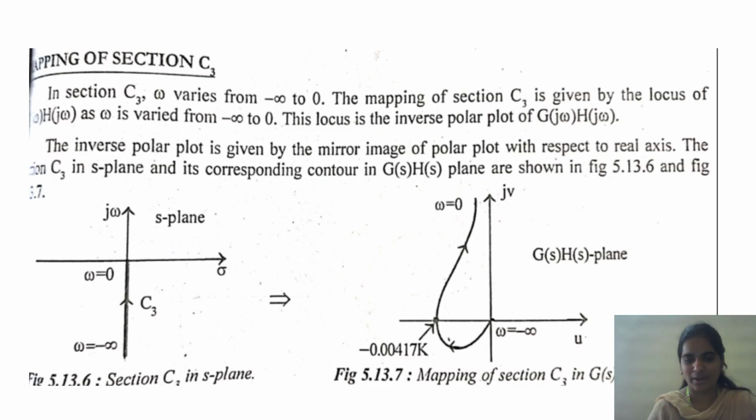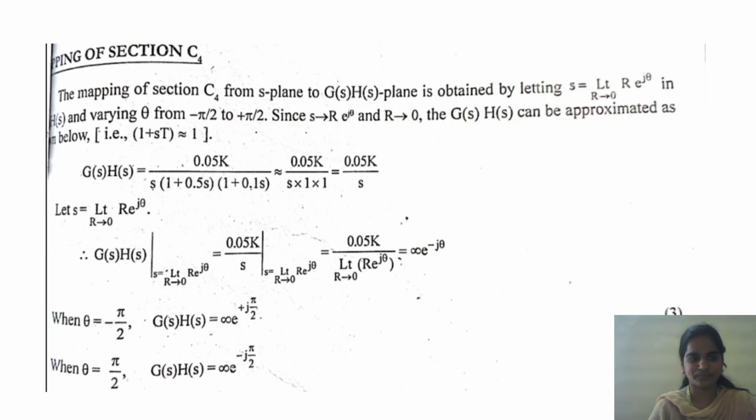We will find the point 0.00417 k. We will draw the mapping of the Nyquist plot.